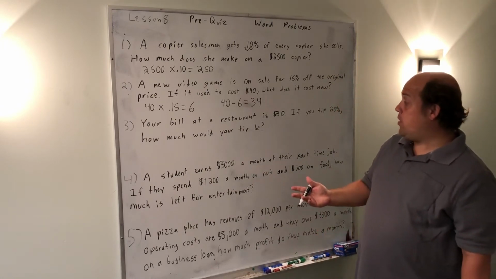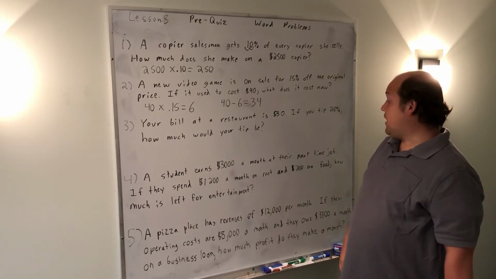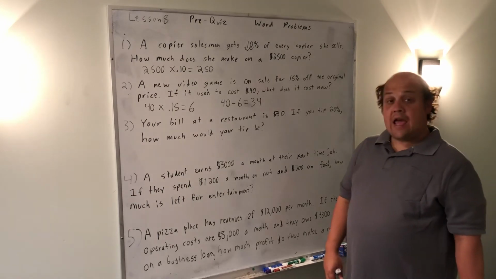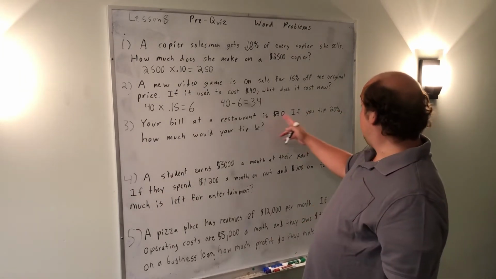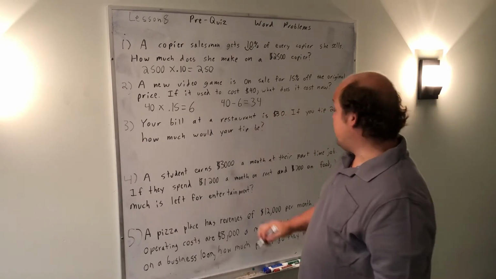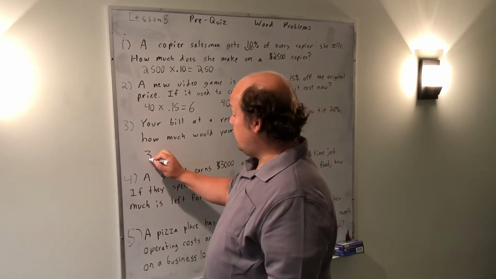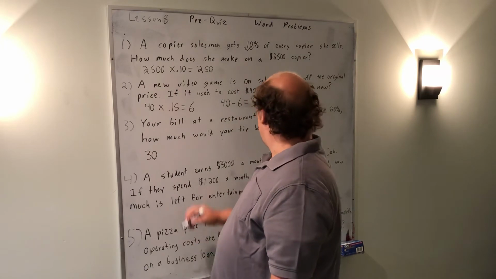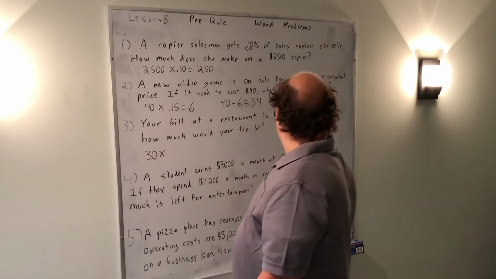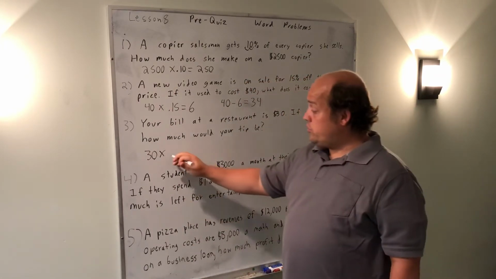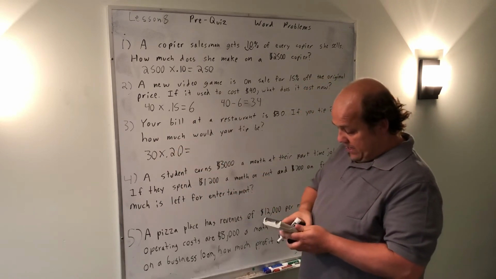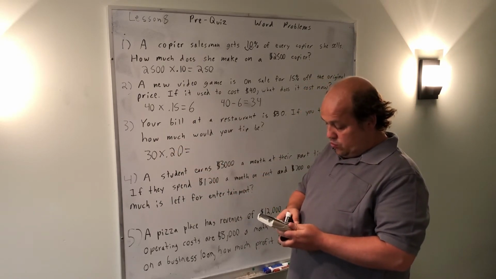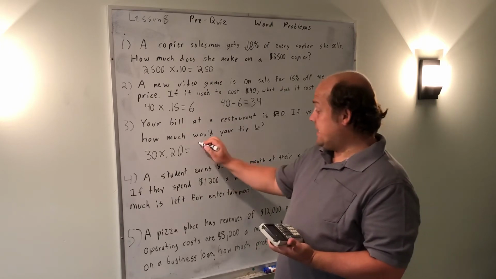In problem 3, the bill at a restaurant is $30. If you tip 20%, how much would your tip be? This is again just straightforward, taking the amount times the percent to find our answer. So we're going to take the $30 that our bill was, we're going to multiply it by 20% as a decimal, which is 0.20, or really just 0.2. When I put in my calculator, 30 times 0.2, it also tells me 6.